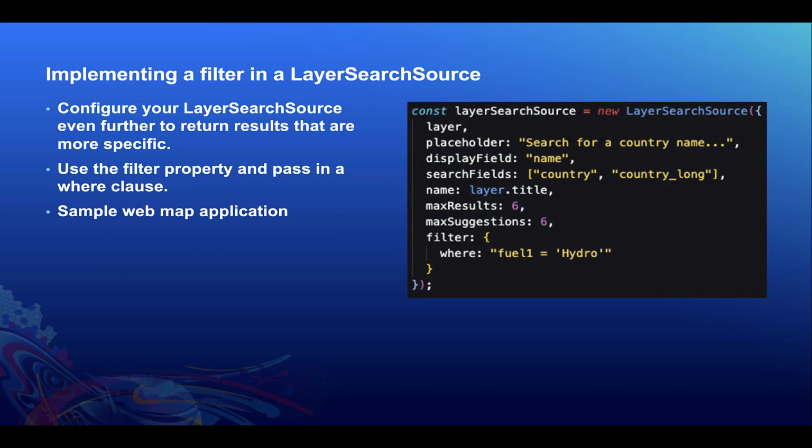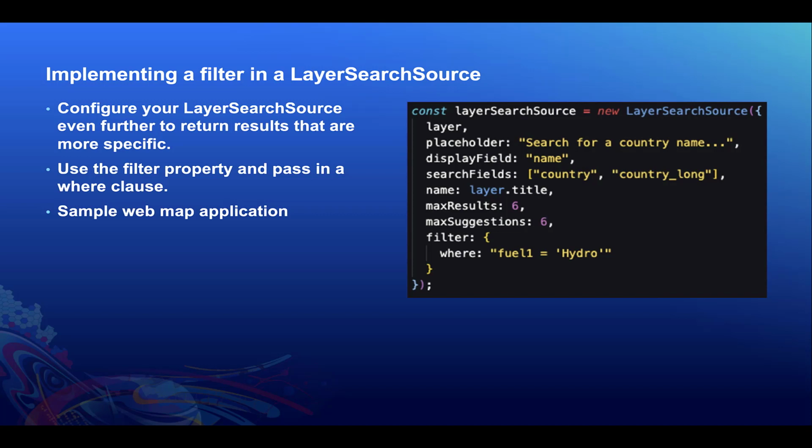Now that we've talked about search sources, let's go further into layer search source as an example, since that is what we'll be configuring in the sample web app. In the sample app, we'll be configuring a layer search source to pass into the search widget. Then we'll be configuring the layer search source even further to return a more specific subset of results. This can be done with the filter property, which takes a where clause.